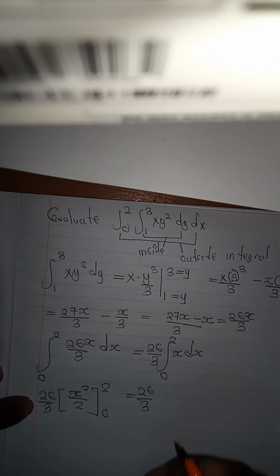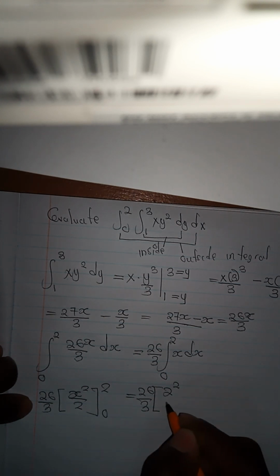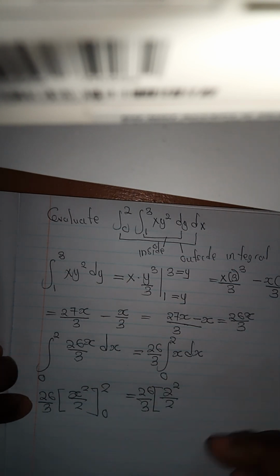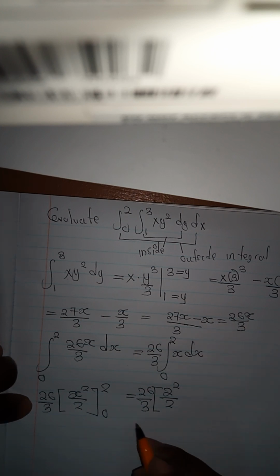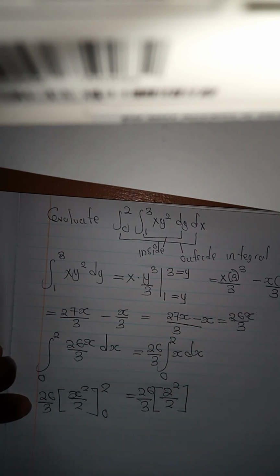Then this is equal to 26 over 3. Then now where there is x, we have to substitute 2 because the limits range from 0 to 2. Therefore, 2 is the upper limit. And then it is 2 to the power 2, all this over 2. And then everything minus 0 will just be 0, because if we substitute x with 0, we'll just get 0 as it is.